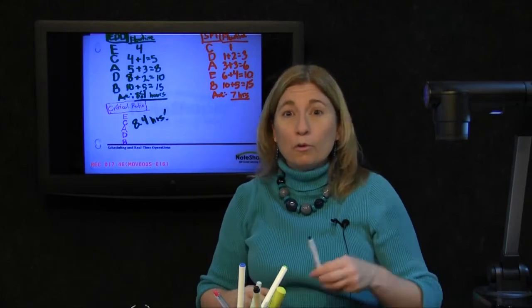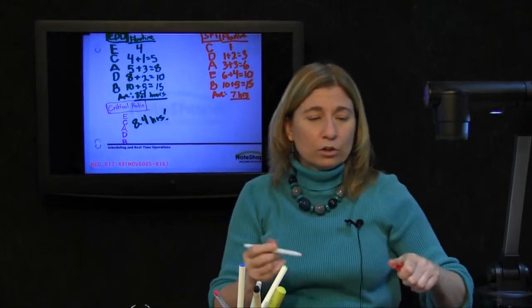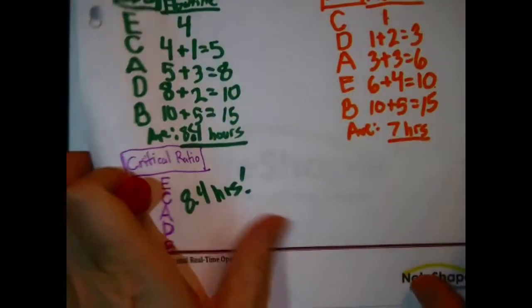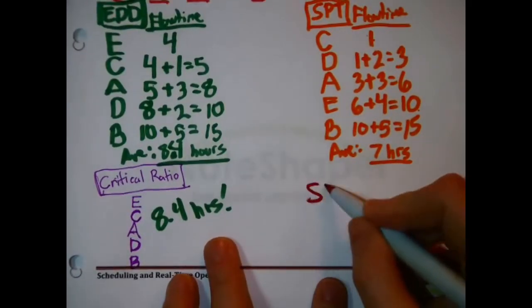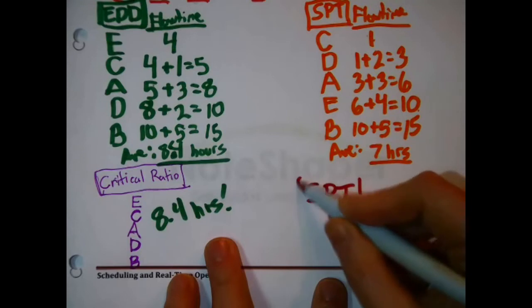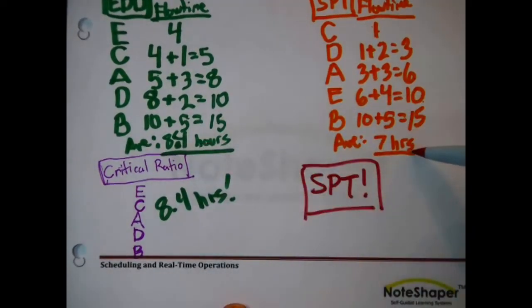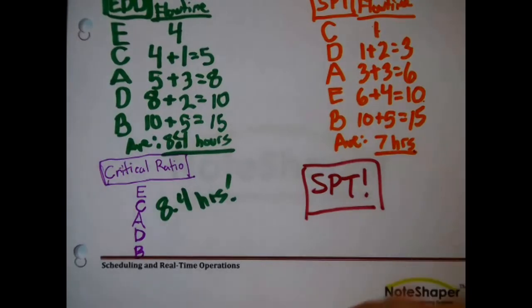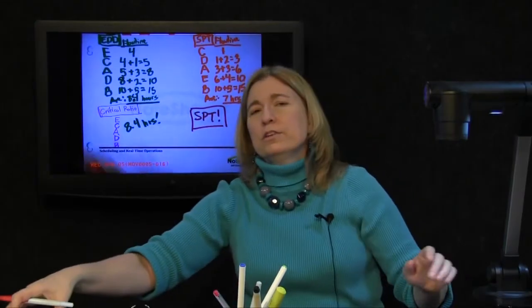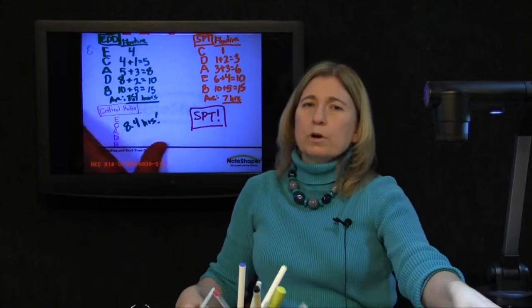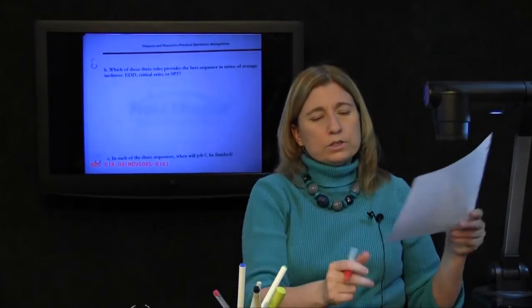Oh, okay, so finally, at long last, what did they ask? Which of these 3 has the best average flow time? The answer is shortest processing time, because it's 8.4 versus 7. You always want the smaller. Oh, all right, good. Now, this is not the only question associated with this problem. What's the next question?